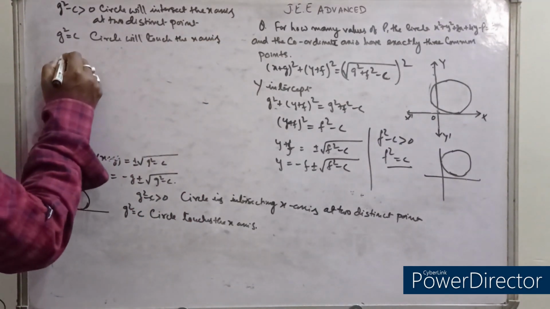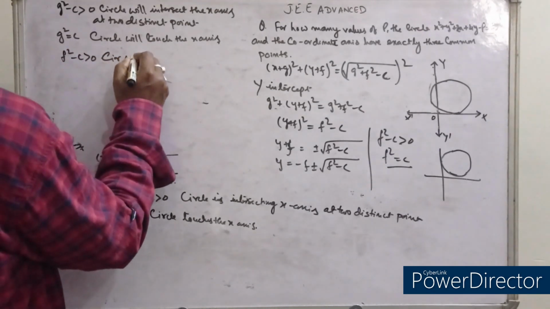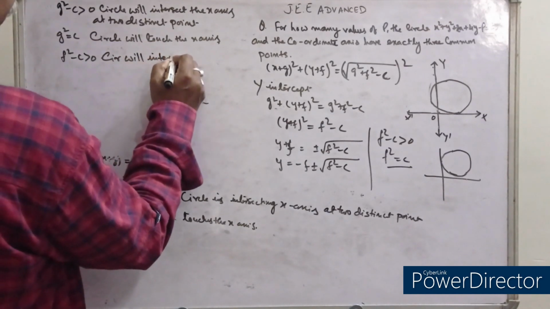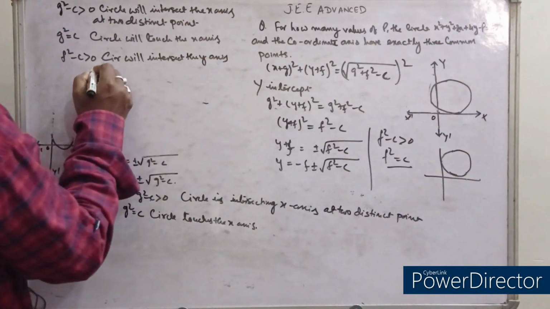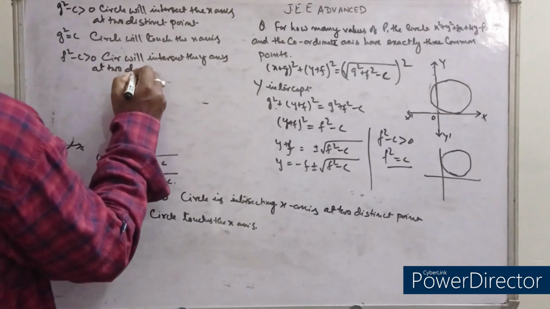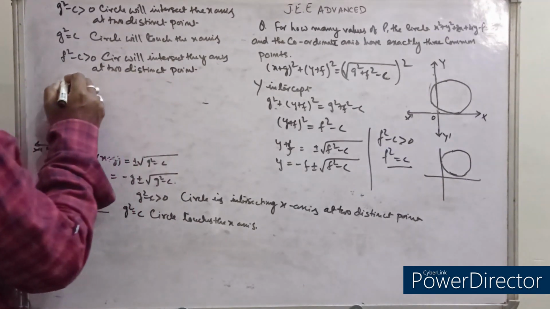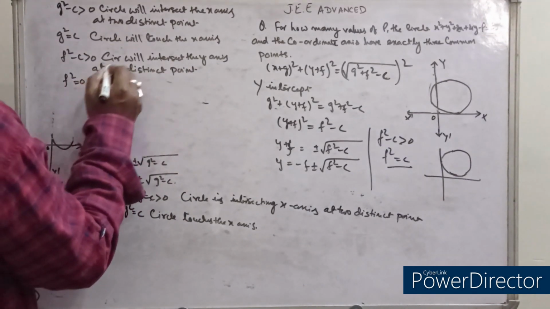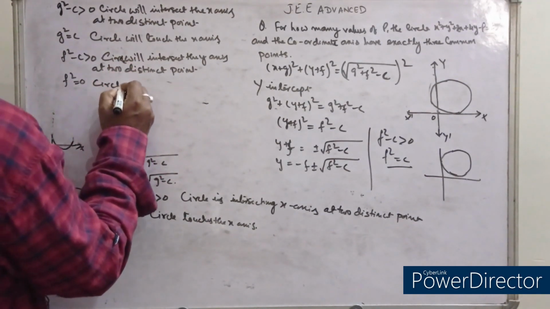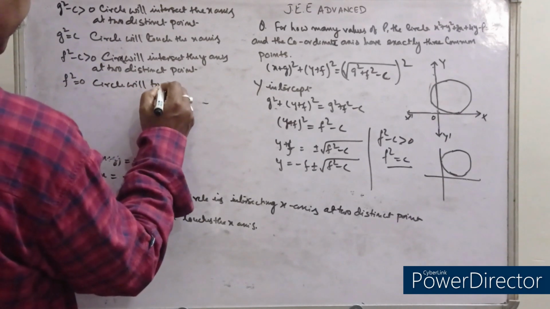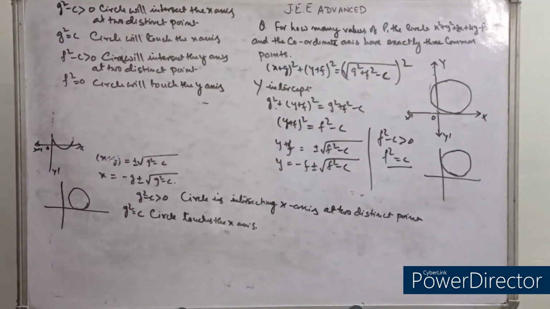And again, if your f² − c is greater than 0, the circle will intersect the y-axis at two distinct points, and if your f² is equal to c, then your circle will touch the y-axis. This is the conclusion we have got.